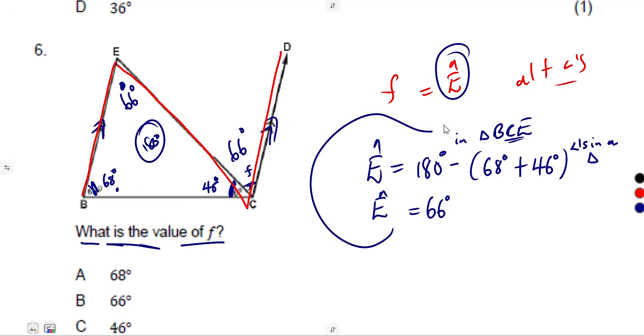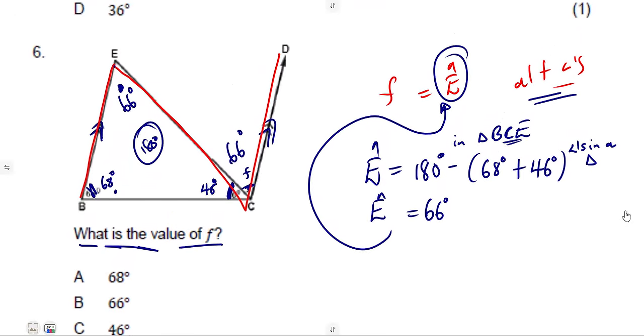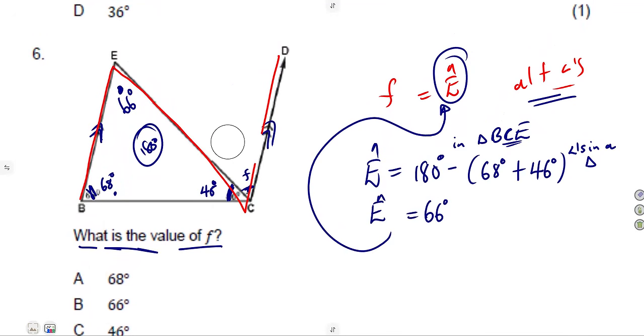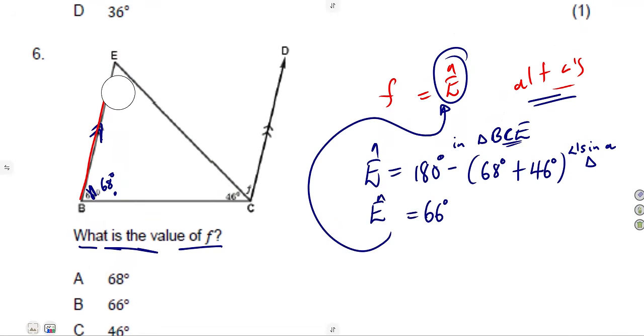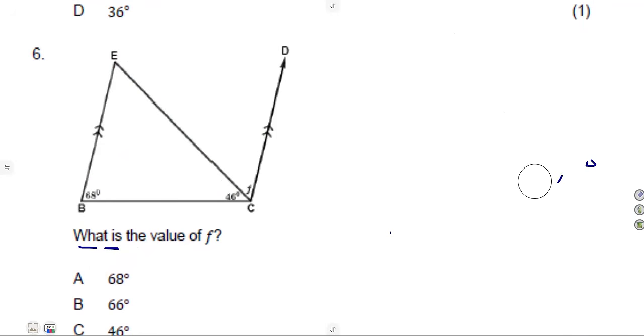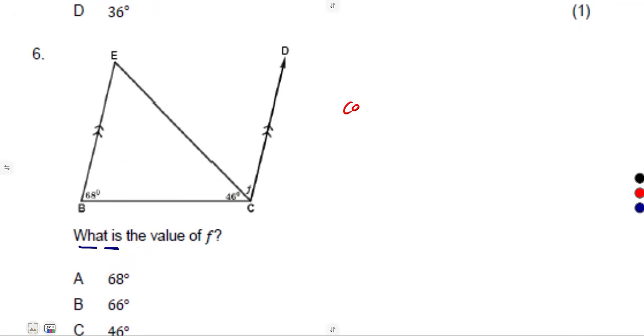Remember, we said angle E is the same as angle F from alternate angles. So there we have got our 66 on F. There are so many ways. We could have considered this from the perspective of co-interior angles, which can actually work. All right, so we can actually consider that another way.